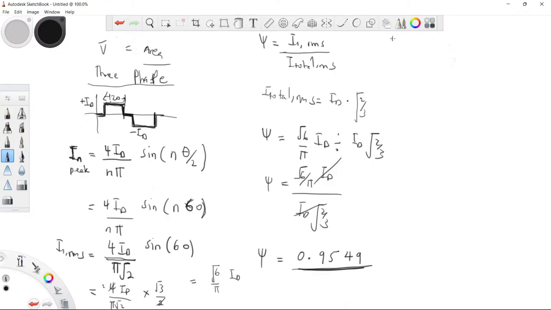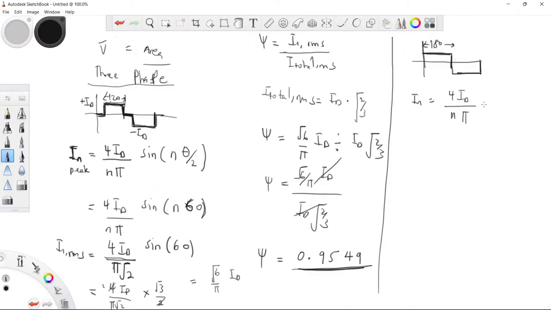Let's compare to the single phase. For single phase, we saw the current waveform is like this, if you remember. And the displacement was 180 degrees, so that one is my theta. So if I'm using the same formula, In is given by 4ID over n pi sine, this time the theta is 180 over 2, 90, so sine 90n.